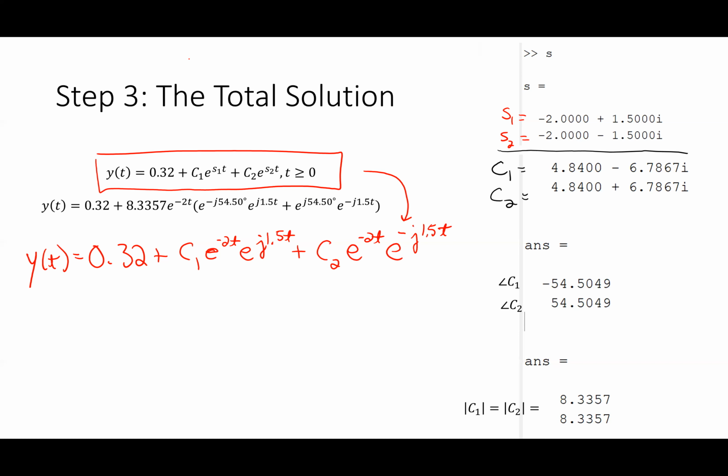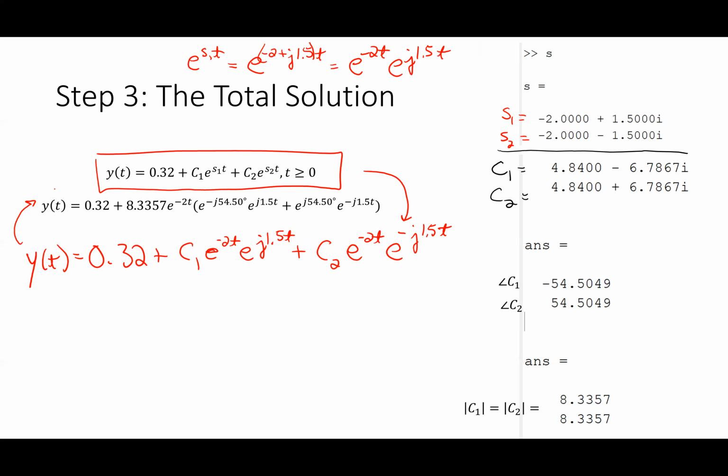Where if I look at e to the S1 t, e to the S1 t is e to the negative 2 plus j times 1.5 t. Right? That you should see. Is e to the negative 2t times e to the j1.5t. All right, you should be able to see that pretty quickly. What I have here is that C1 and C2 are complex conjugates of each other. So what I do is I take those two things and I have 0.32 plus, if I put in C1 and C2 as they are, recognizing that they're complex conjugates, I don't want to spend the time writing it out because I'll probably do it wrong anyway.